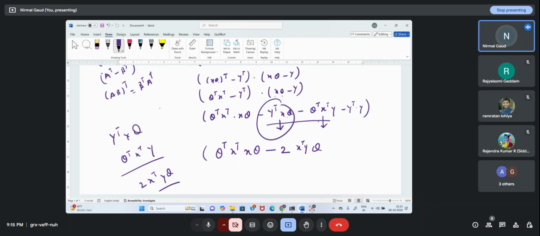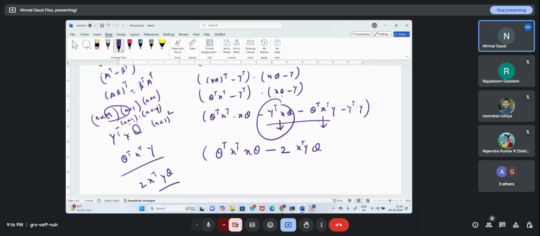X transpose, the dimension will be n cross m. For y, the dimension will be m cross 1, and theta, the dimension will be n cross 1. So m cross 1 will cancel over. I am getting n cross 1 here, and here I am getting n cross 1, and theta is n cross 1. So n cross 1, n cross 1, it is twice. Whatever be the matrix, we are getting its square.